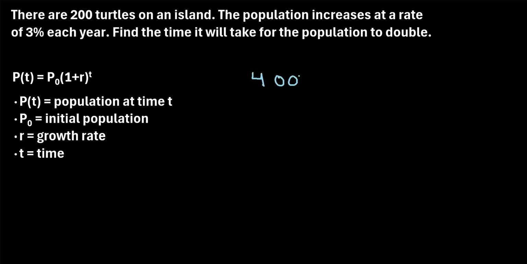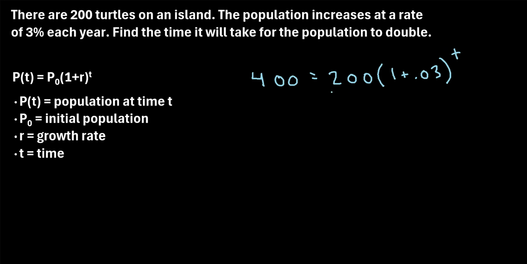400 is equal to P sub 0, that's 200, that's our starting population, times 1 plus r, that's the growth rate. So 3% as a decimal, we would write that as 0.03, and that's raised to the power of t. So this is our formula. We're just trying to figure out what is t. So how can we solve for t?